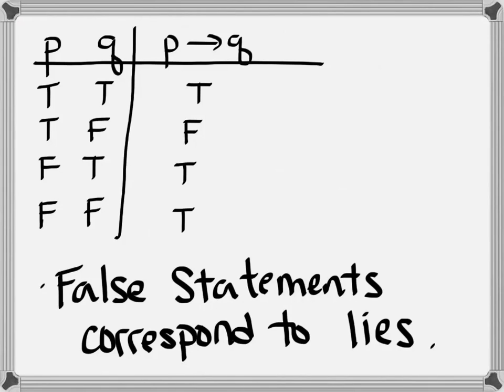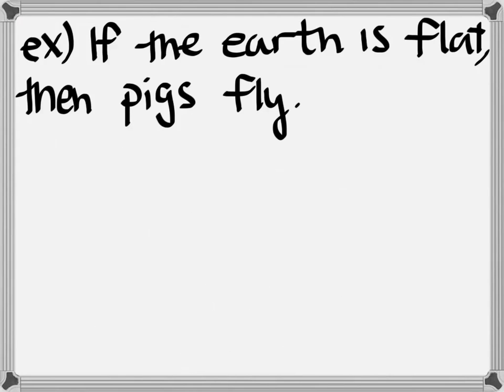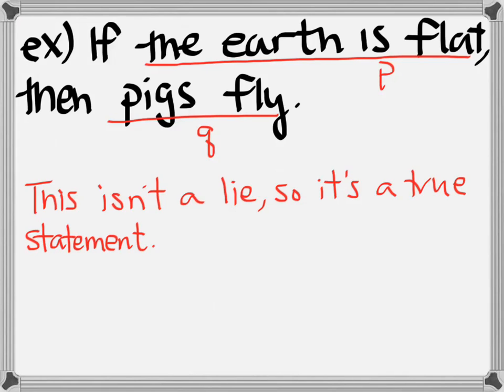This is really helpful to remember that false statements correspond to lies. For instance, if I say, if the earth is flat, then pigs fly. Well, am I lying to you if I say that? The answer is no, because if we identify P with the phrase, the earth is flat, that is a false statement, and pigs don't fly. So if I were to tell you, if the earth is flat, then pigs fly, I'm not lying. This is an example of false implies false is true. And one more time, true means not lying to you, false means lying to you.